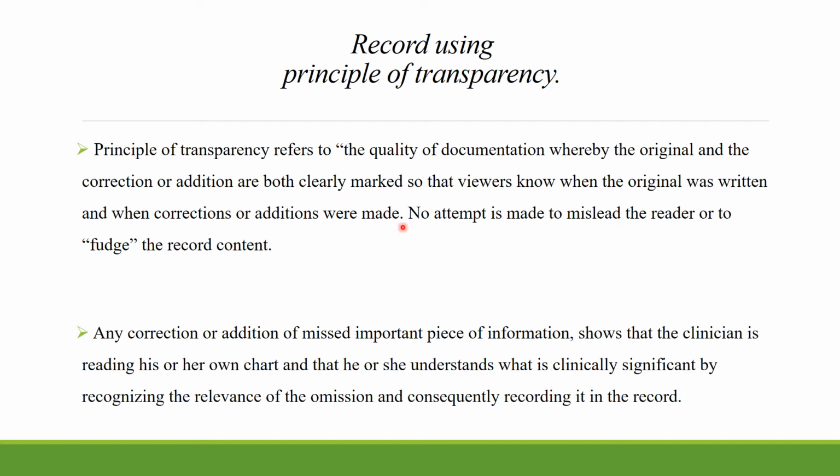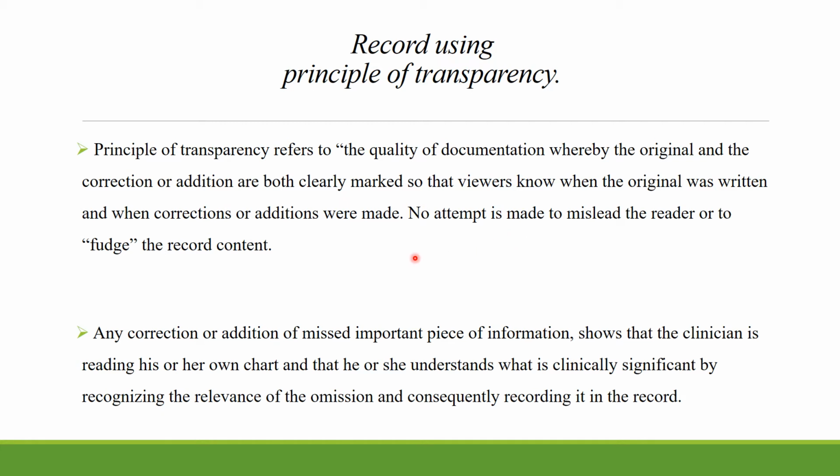Then the last one is record using the principle of transparency. The principle of transparency refers to the quality of documentation whereby the original and the correction or the addition are both clearly marked, so that the viewers know when the original was written and when the corrections or additions were made, and no attempt is made to mislead the reader or to fudge the record contents.